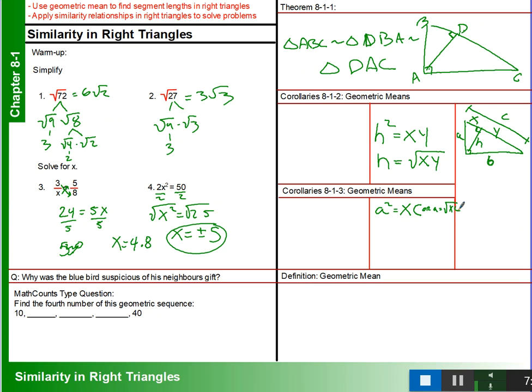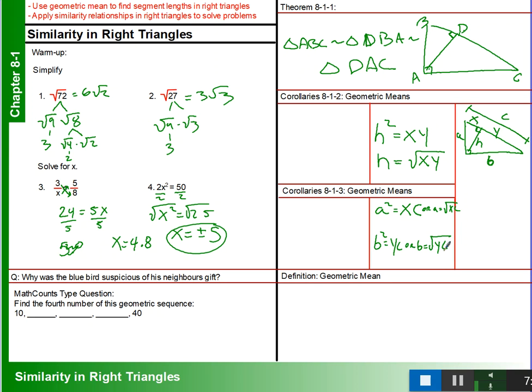And then obviously if a squared is equal to x times c, we could turn that around and say b squared is equal to y times c. Or b is equal to the square root of yc.